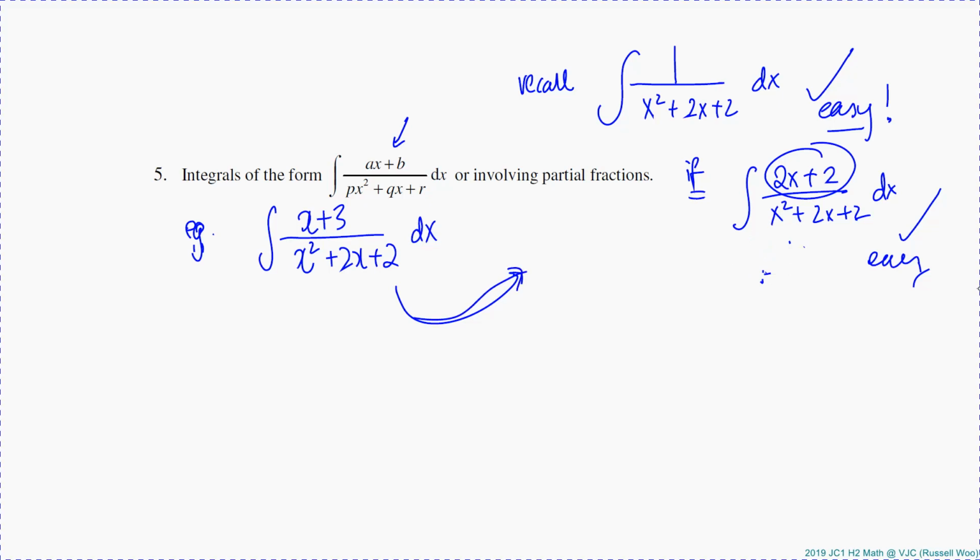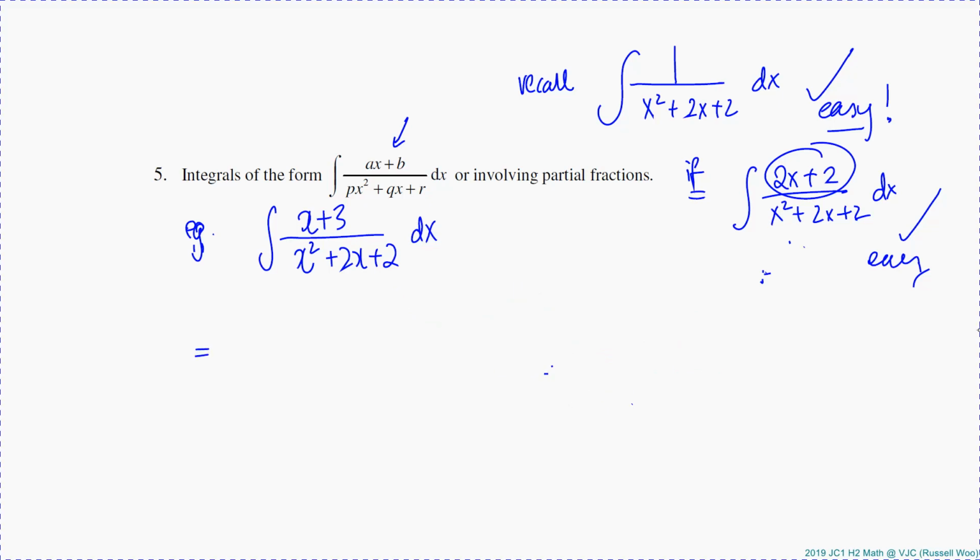If I can express this as something a times 2x plus 2 plus b, where a and b are constants to be found, then I break up the integral, then I can solve. So to be more specific, I'm going to do this. Right, I'm going to erase that. Very good. Erase. I'm going to do this. Is it obvious? I'm going to do this.